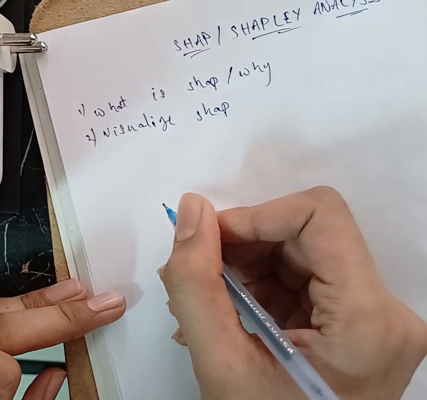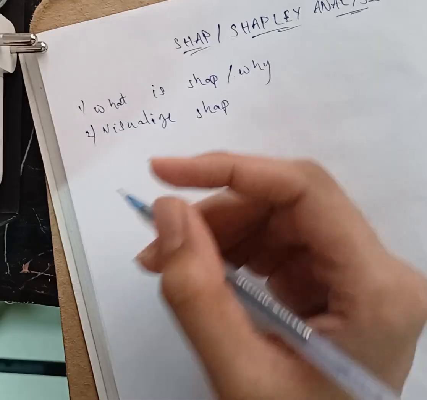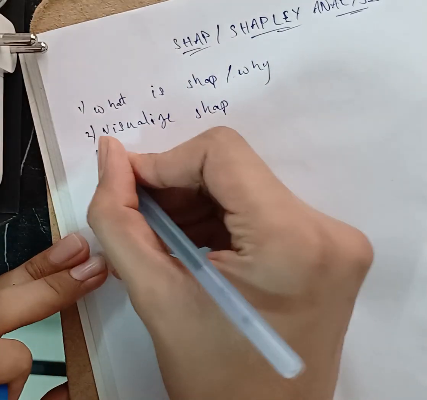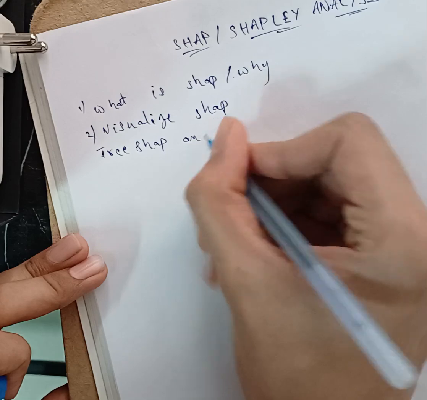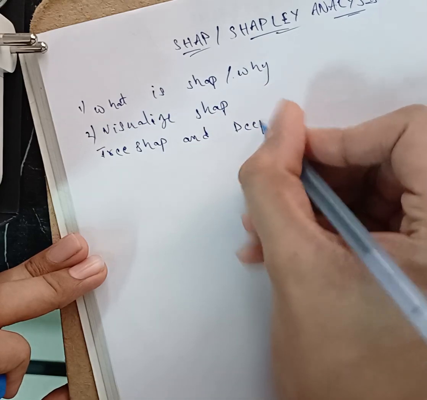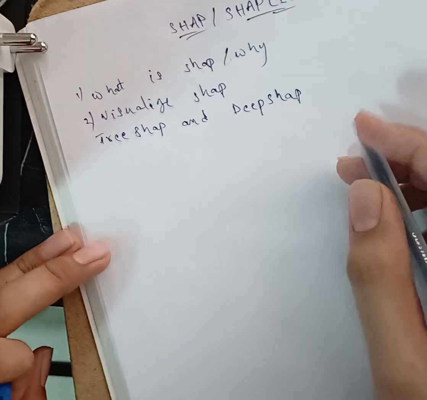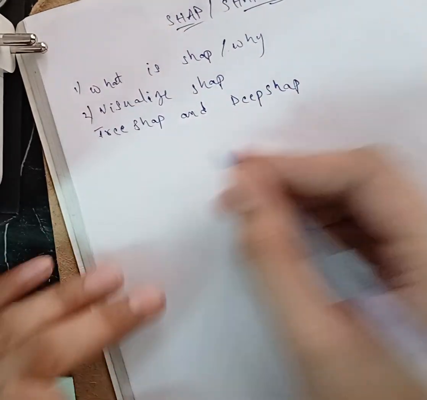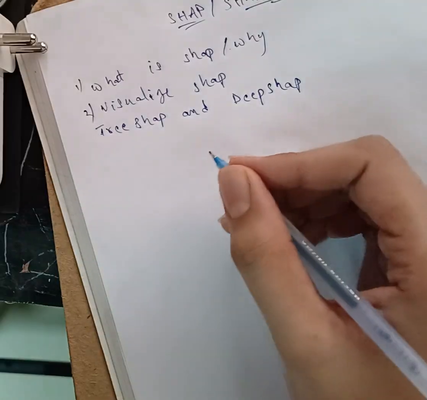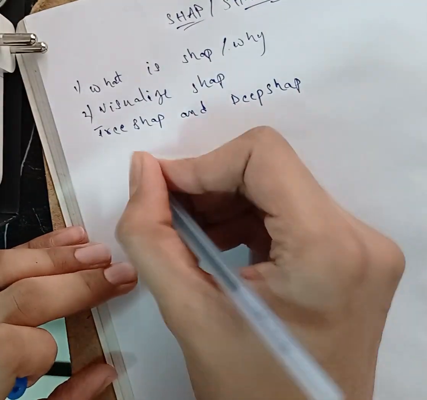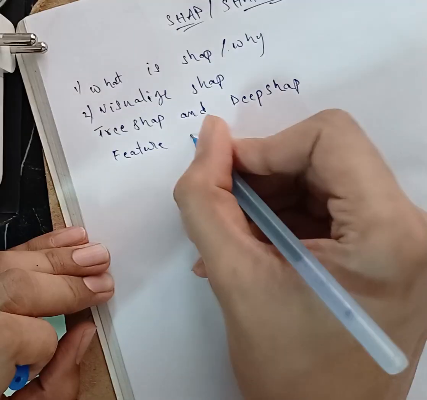In future videos I will also talk about tree SHAP and deep SHAP. So let's get started. First of all, why is SHAP used? SHAP is used mainly for feature importance.